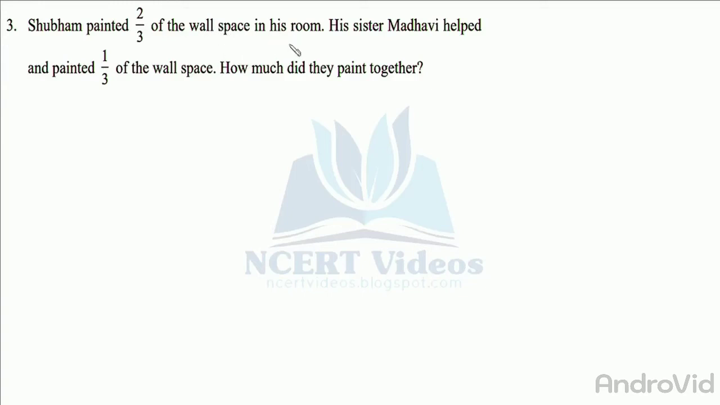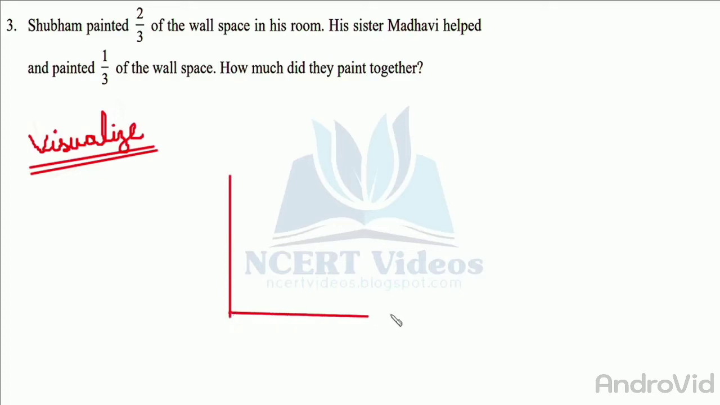Now, question third. Shubham painted 2/3 of the wall space in his room. His sister Madhavi helped and painted 1/3 of the wall space. How much did they paint together? So first, visualize this question.